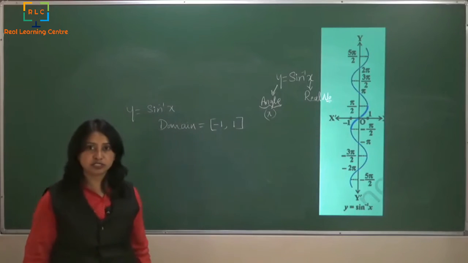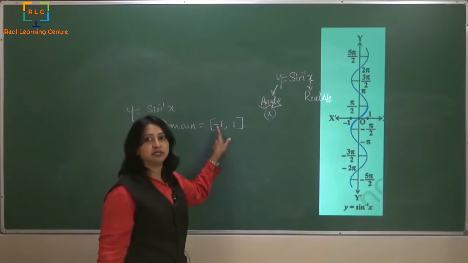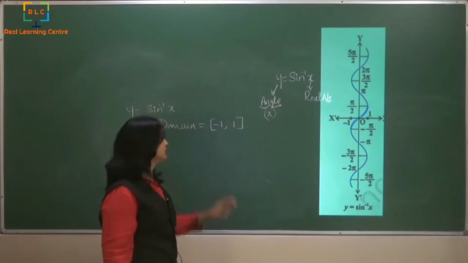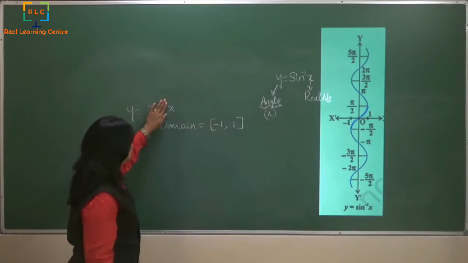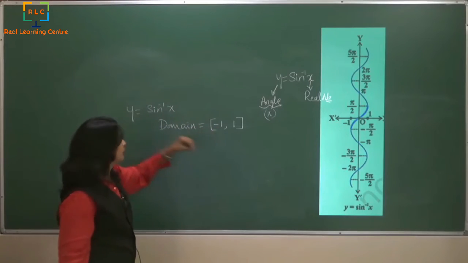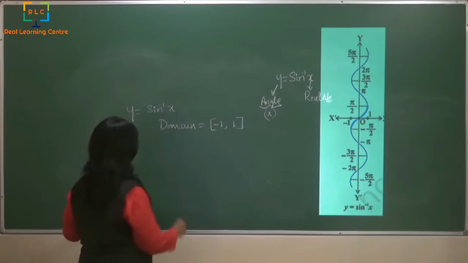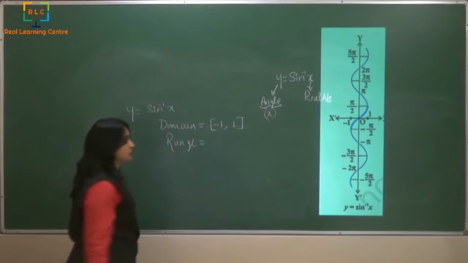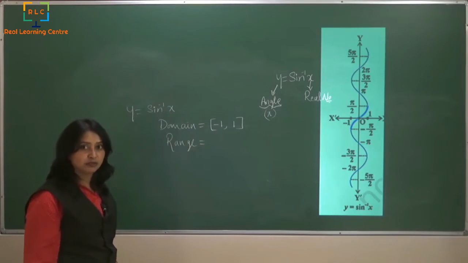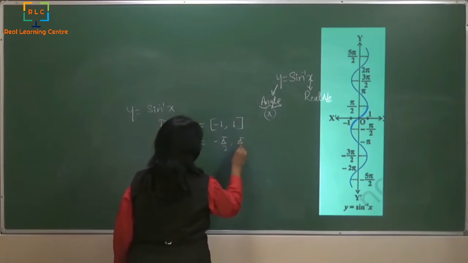What do you mean by closed interval? -1 and +1 are included, and all the infinite decimals, any kind of numbers existing between -1 and +1 are included, and all those are the values which I can plug in inside x to get the particular values. So what is your range then? From what angle to what angle do you get? You get only between -π/2 to +π/2.